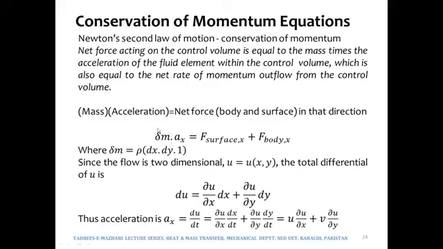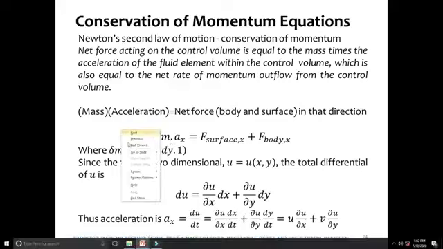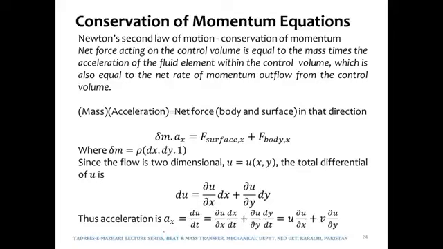Now writing this mass as a product of density and volume, because by definition density is mass per unit volume, so mass would be density times volume. So in place of delta m we may write rho, meaning density, times the volume of this differential element, which is dx times dy times 1. And in order to have area in x direction, kindly note that we would be using this expression to get the expression for acceleration.